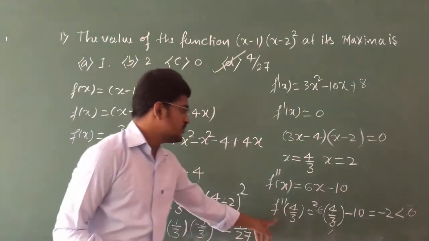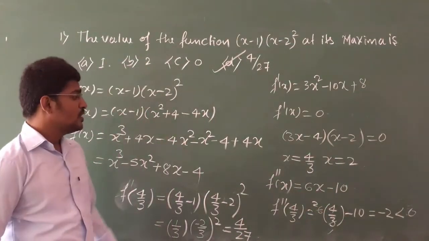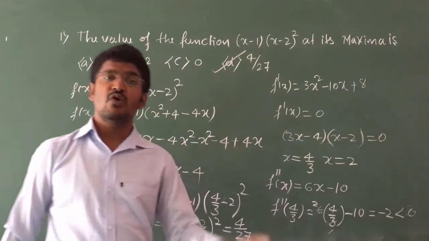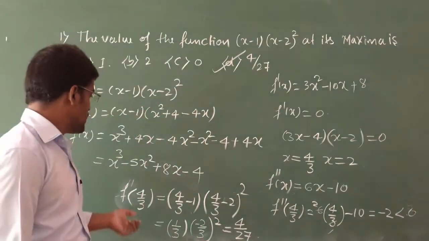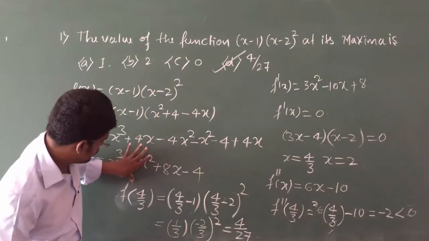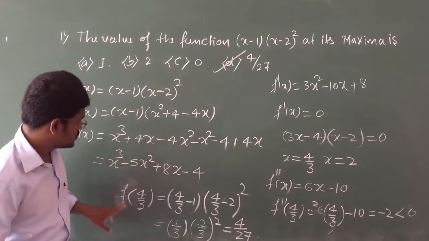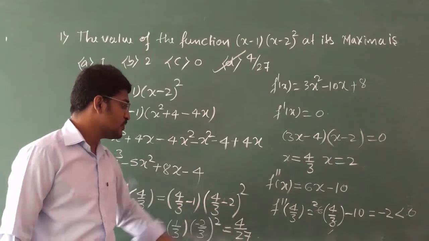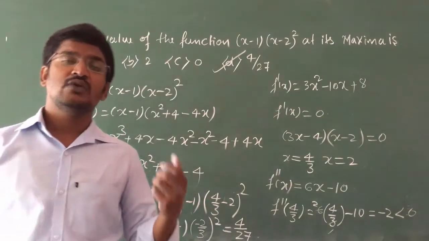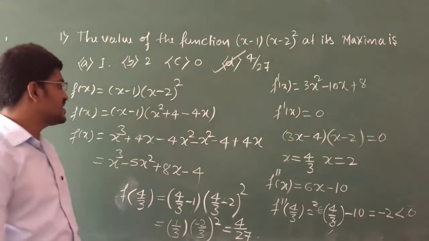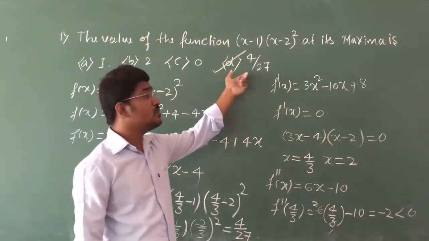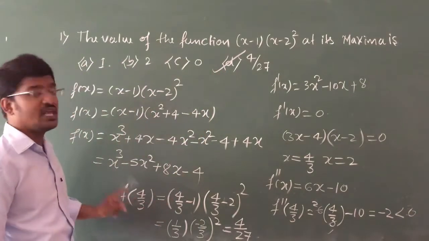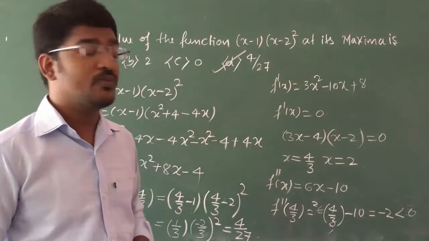See here, f double dash of x is lesser than 0. If f double dash of x is lesser than 0, maximum exists. So maximum is f of 4 by 3. So f of 4 by 3 equal to 4 by 3 minus 1 into 4 by 3 minus 2 whole square. If you simplify that, you are going to get 4 by 27. So that is your maximum value at 4 by 3.